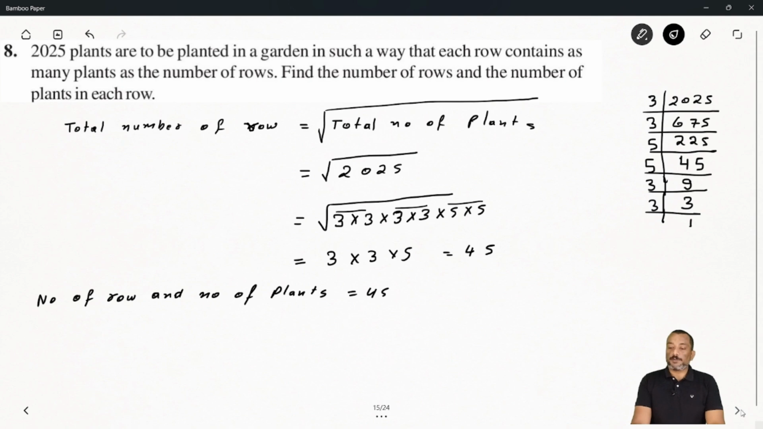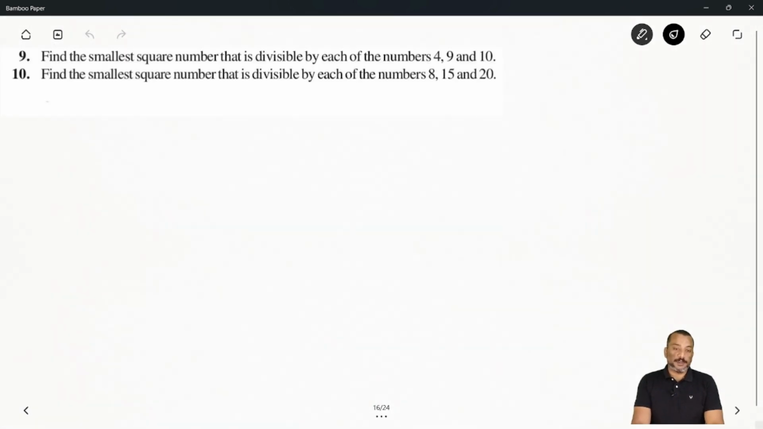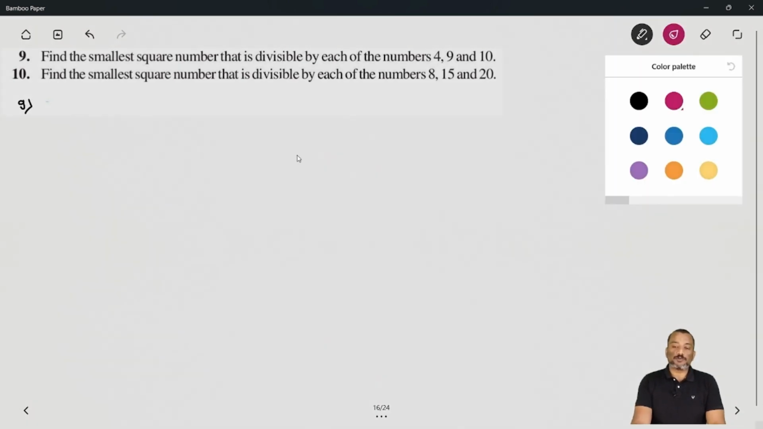Now coming to the next question. So question number 9. You can see it is saying the smallest square number which is divisible by each of 4, 9, 10. Means you have to find the smallest square number that is divisible by 4, 9, 10. First one here, question number 9, how can we solve? Just see, it is a very simple way we have to solve this one.